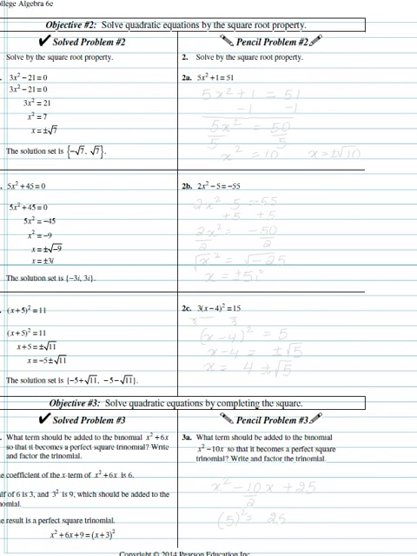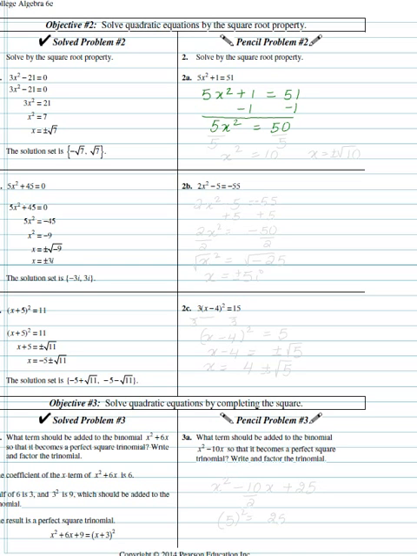Problem 2, they're asking us to solve by the square root property. So that means we have to make sure the square is by itself. In the problem, 5x squared plus 1 is equal to 51. I have to subtract 1 on both sides. So I end up with 5x squared is equal to 50.